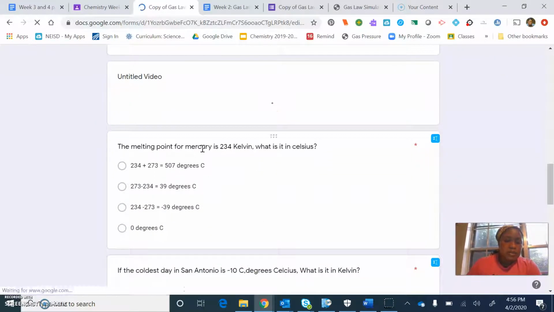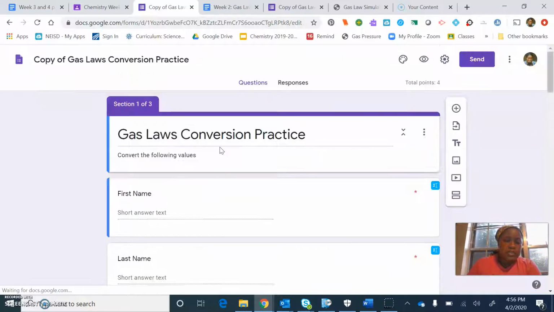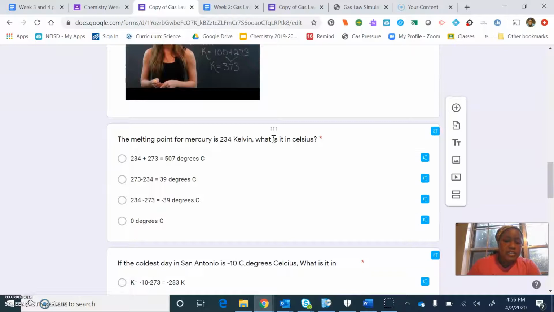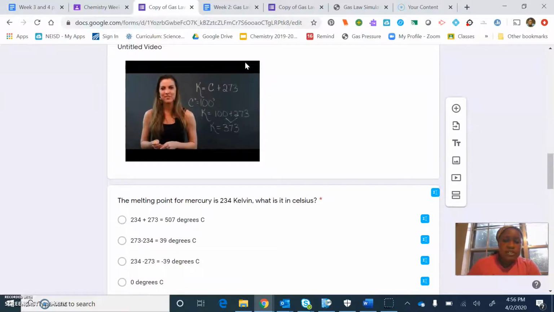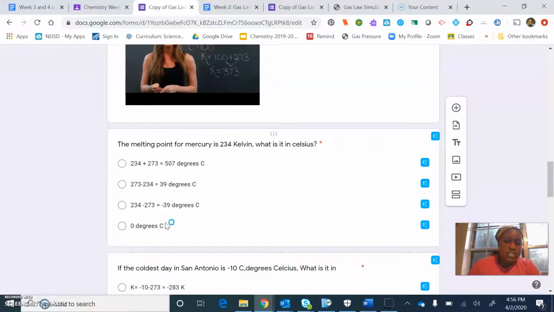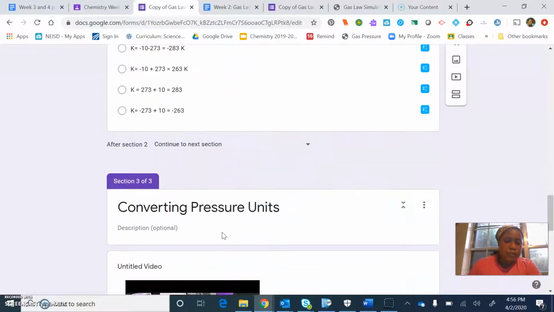So here, the melting point of mercury is 234 Kelvin. Now, how do I convert that to Celsius? So I've linked a little YouTube video right here that goes over temperature conversions. So Kelvin is equal to Celsius plus 273. Using this, you can also rearrange it. C is equal to Kelvin minus 273. Keep that in mind and use that to solve for your missing variables here.